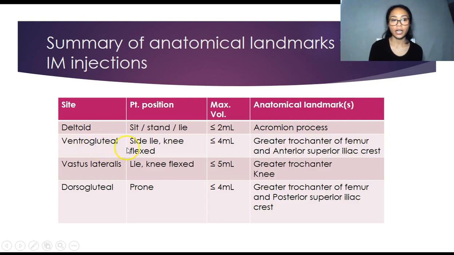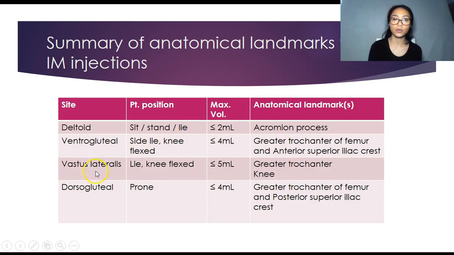Ventrogluteal, the patient can side lie, they can lie flat, but it's easier to palpate the anatomical landmarks if they're lying on their side. It can take up to and including 4 milliliters. Remember, you're using the opposite hand to palpate for the anatomical landmarks of the patient's side. So if you're injecting into the patient's right hip, then use your left hand to palpate for anatomical landmarks and your right hand to inject. We're feeling for the greater trochanter of the femur and the anterior superior iliac crest.